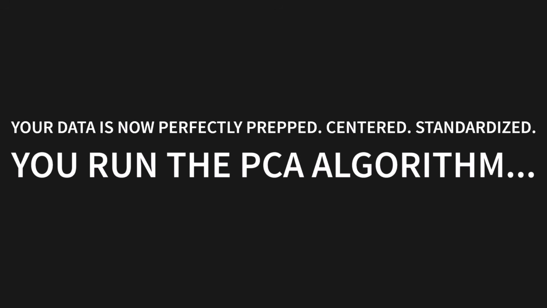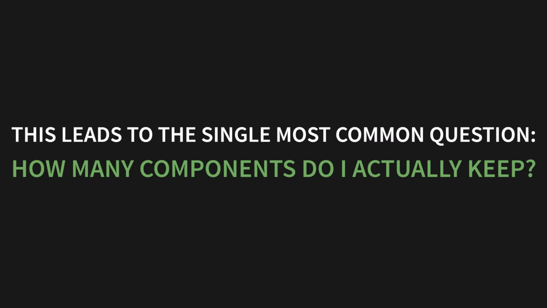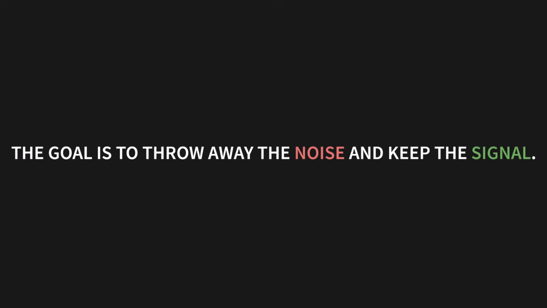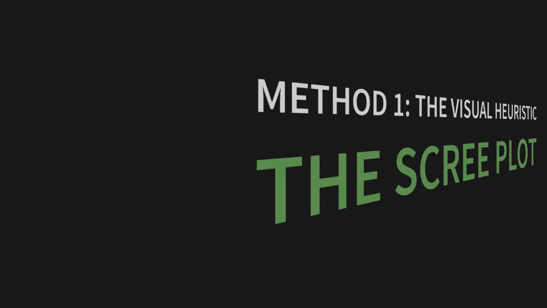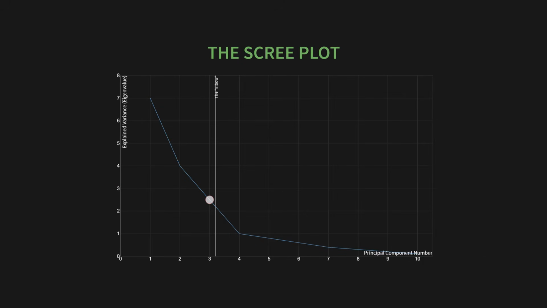Okay, your data is now perfectly prepped. It's centered, it's standardized. You run the PCA algorithm, and this leads to the single most common question people ask. How many components do I actually keep? Because remember, the goal is to throw away the noise and keep the signal. The first method is a great visual heuristic. It's called the scree plot. Here's what one looks like. It's basically a line graph showing how much variance each principal component explains, from most to least.